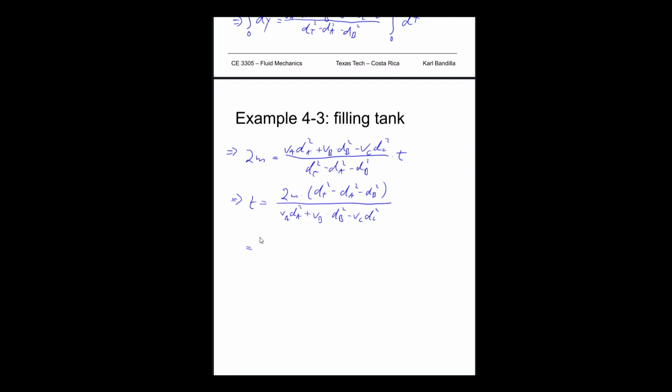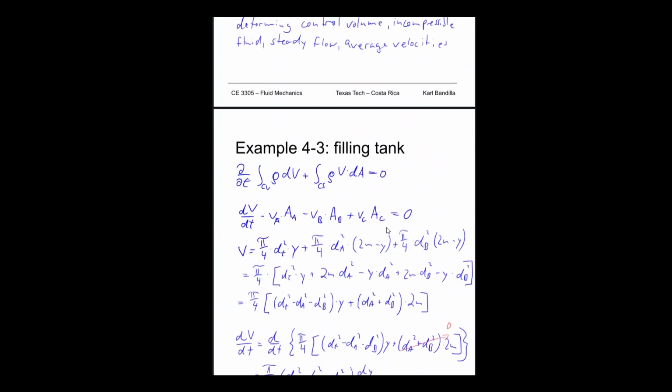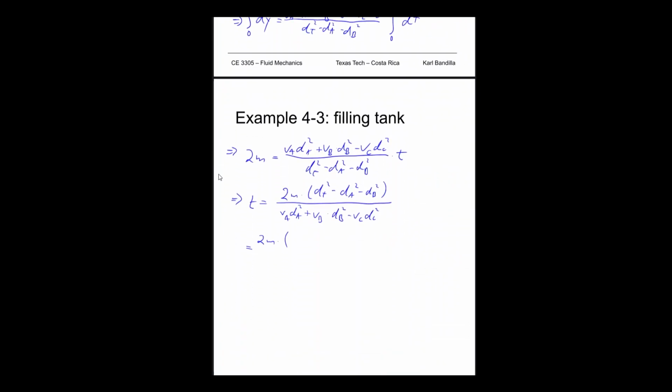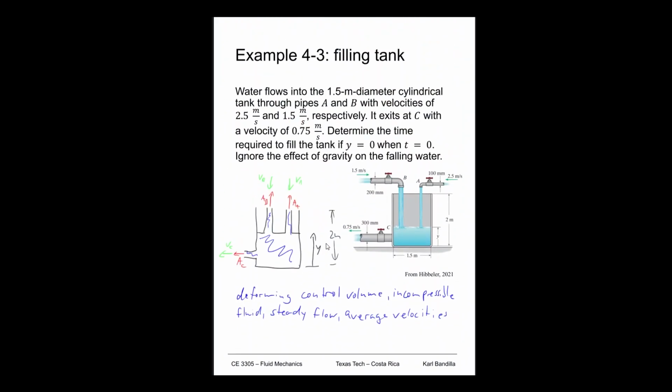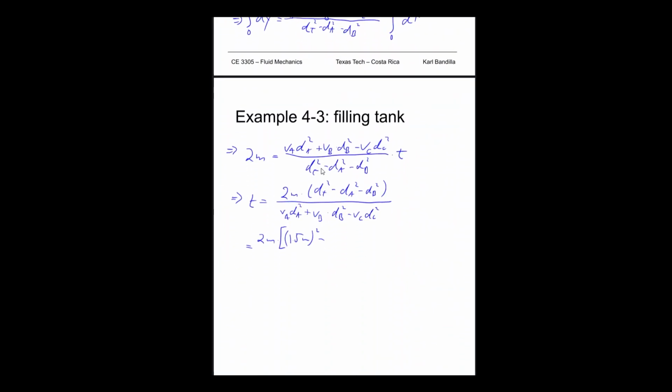Hope we can fit that onto a single line, all right? So it'll be 2 meters times, now, the outflow of the tank itself, the diameter of the tank, 1.5 meters. That'd be, let's do a square bracket here, 1.5 meters squared minus, A was 100 and B was 200. So that'd be minus 0.1 meters squared minus 0.2 meters squared.